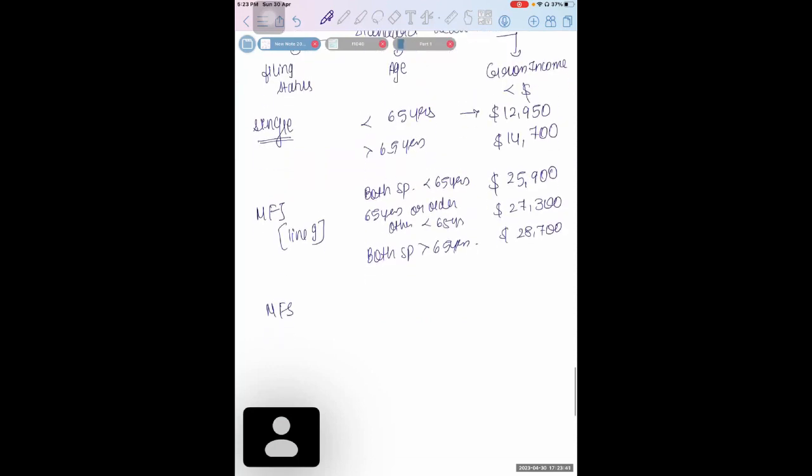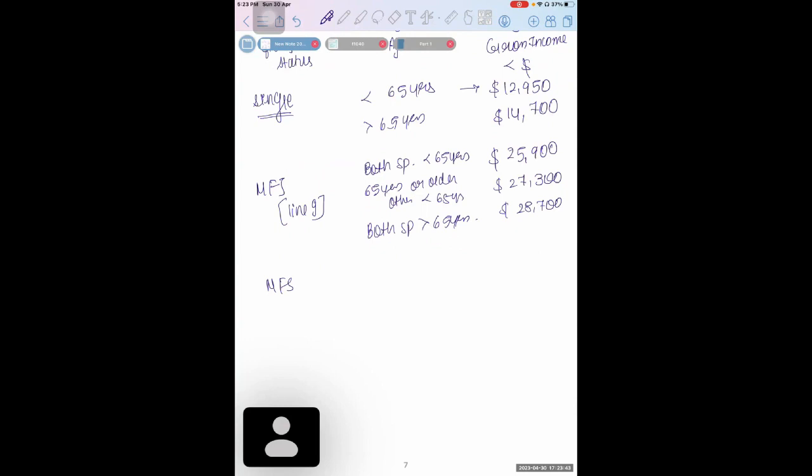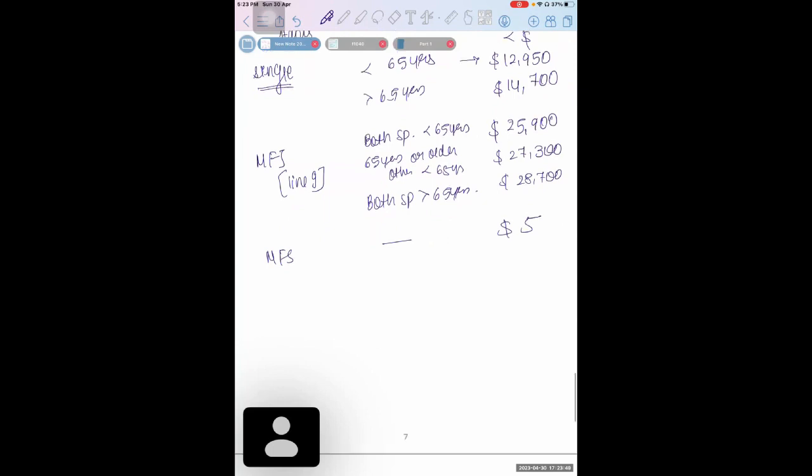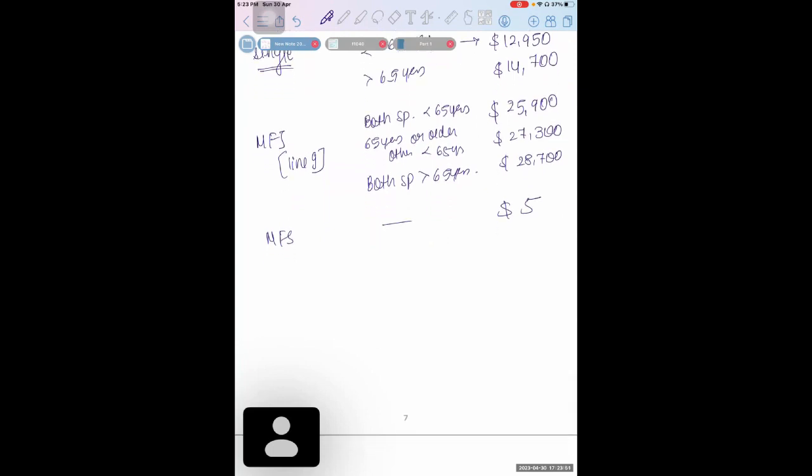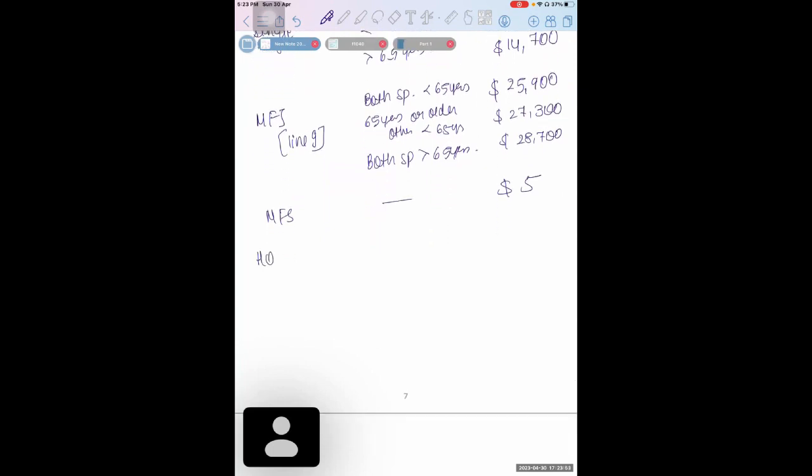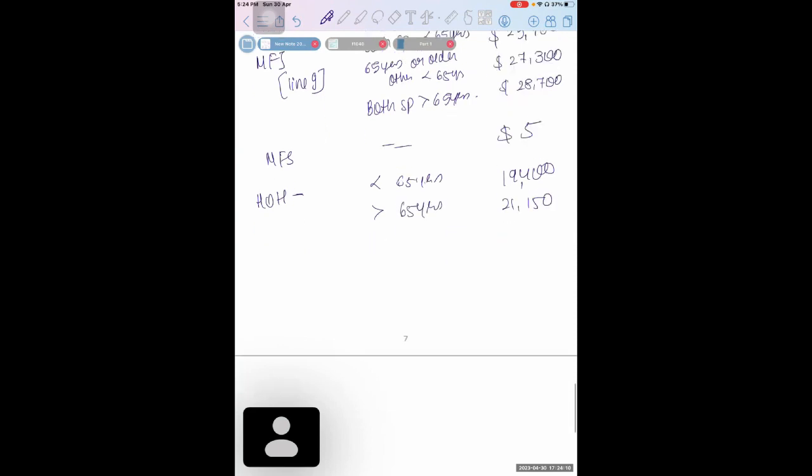If you are MFS, you're filing a separate return. There is no age criteria. Even if you're earning $5, you'll have to file the tax return if you decide to file a separate tax return. Next is HOH. If you are up to 65 years and you decide to file HOH, then 19,400 is the limit. And if your age is more than 65 years, then it is 21,150.